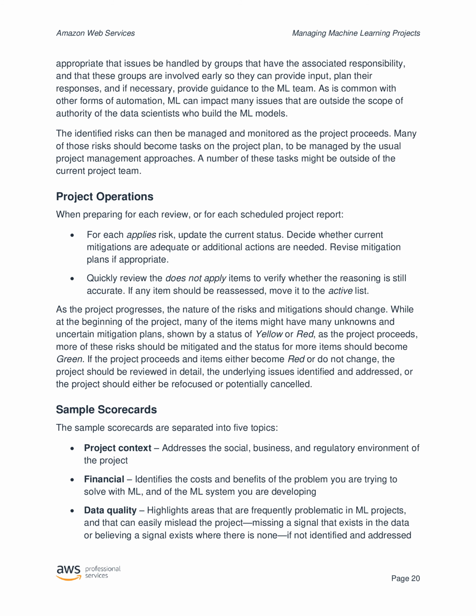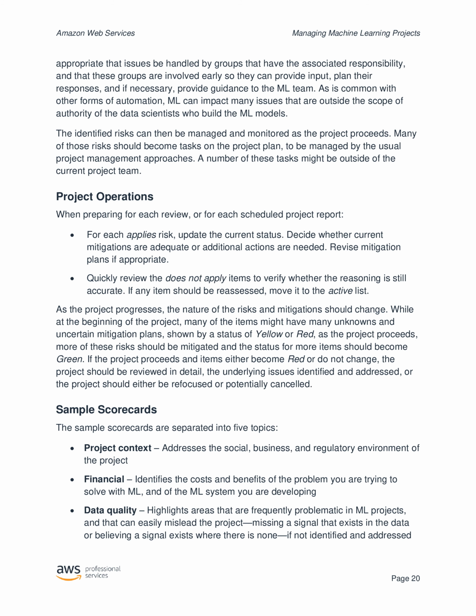As the project progresses, the nature of the risks and mitigations should change. While at the beginning of the project, many of the items might have many unknowns and uncertain mitigation plans, shown by a status of yellow or red, as the project proceeds, more of these risks should be mitigated and the status for more items should become green. If the project proceeds and items either become red or do not change, the project should be reviewed in detail, the underlying issues identified and addressed, or the project should either be refocused or potentially cancelled.